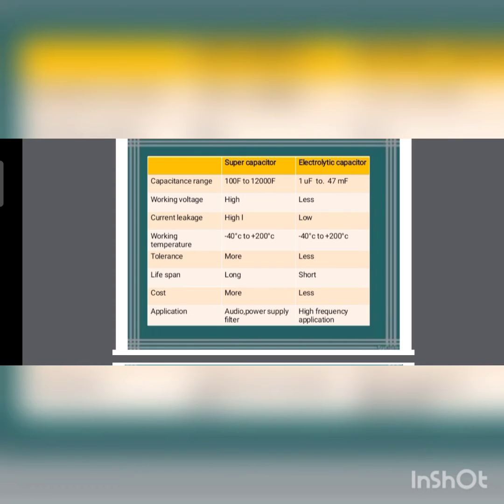Then this is the comparison between supercapacitor and electrolytic capacitor. If we talk about the capacitance range, the supercapacitor has 100 farad to 12,000 farad, and the capacitance range for the electrolytic capacitor is 1 microfarad to 47 millifarad. And the working voltage, current leakage, tolerance, lifespan and cost are more in supercapacitor than the electrolytic capacitor. If we talk about the application, then supercapacitor is used in audio and power supply filters, and electrolytic is used in high frequency applications.